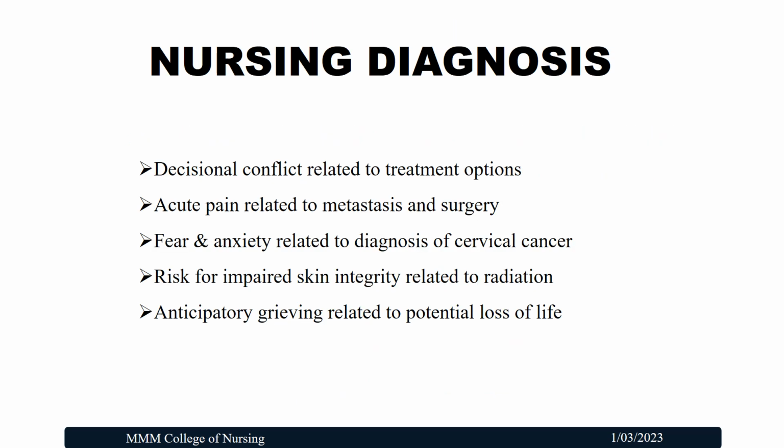So coming on to nursing diagnosis: decisional conflict related to treatment options. What type of treatment can we take? That decisional conflict will be there in the patient. Also acute pain related to metastasis and surgery, fear and anxiety related to the diagnosis of cervical cancer, and risk for impaired skin integrity related to radiation therapy. Whether it will affect the fetus or not, those dilemmas and confusions will be there in the patient, and anticipatory grieving related to potential loss of life. Obviously, for all cancer patients, once they get diagnosed with cancer, they will have that type of problem.